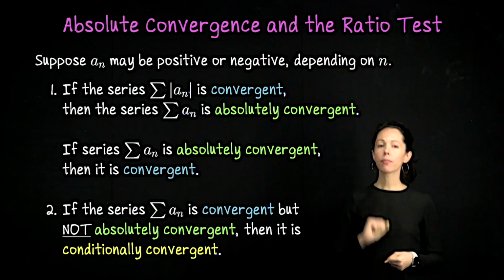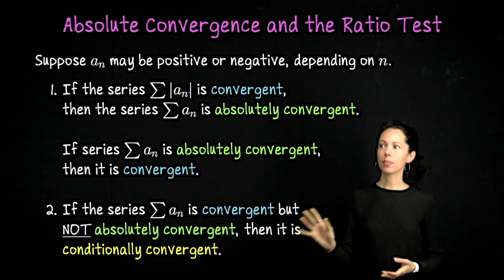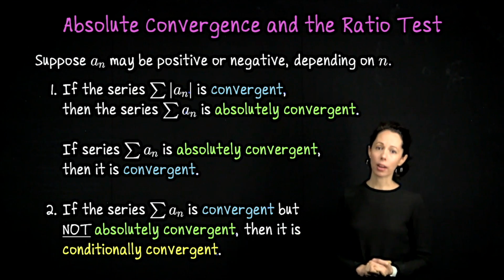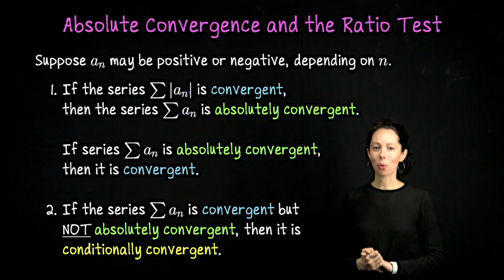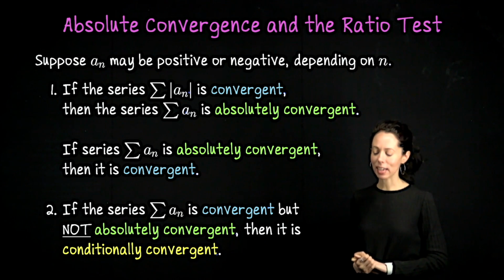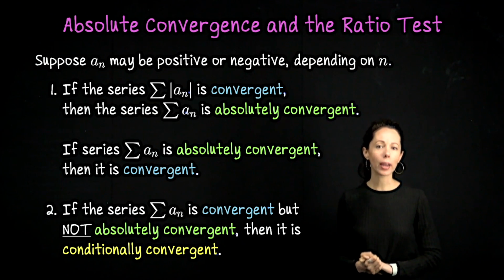Either it's absolutely convergent or it's conditionally convergent. Let me talk through both of these definitions now, and then we will look at a lot of examples. I'll explain more about that at the end. Okay, so, what we have seen is that if a series has alternating signs, then it can converge quite easily.